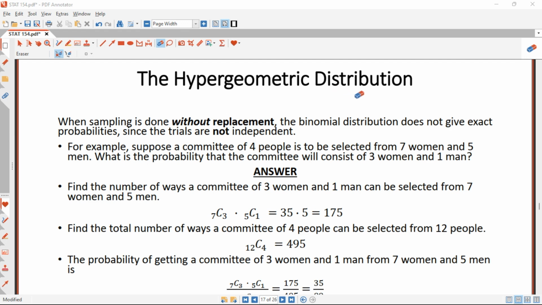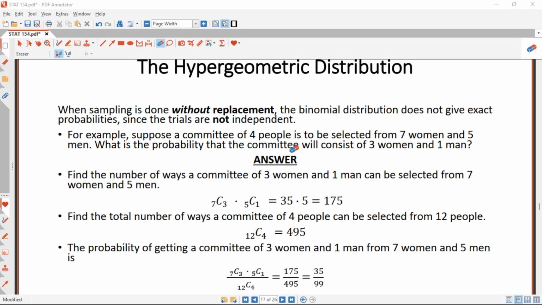So the hypergeometric distribution, right? We are saying that, for instance, when the sample is done without replacement, the binomial distribution does not give exact probability since the trials are not independent, right? So for hypergeometric distributions, when the trials are selected without replacement, we use hypergeometric distribution. When we were treating the binomial distributions, we saw that the trials are independent of each other, right? But here the trials are not independent of each other. So if the trials are not independent of each other, it will be very difficult for us to use the binomial distribution, right?